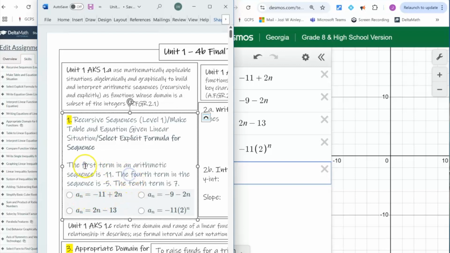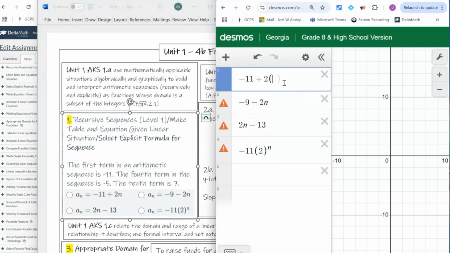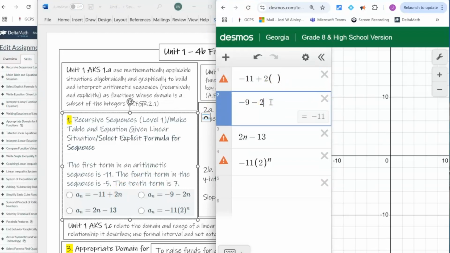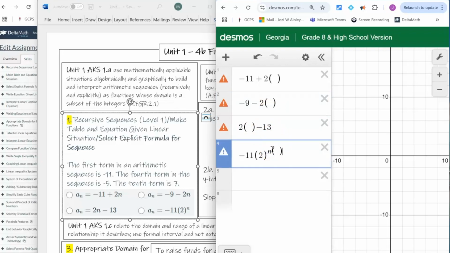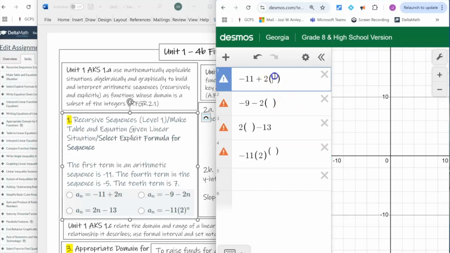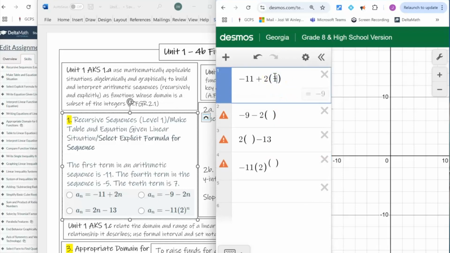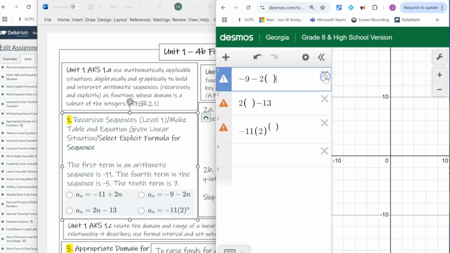So if I'm looking for the first term, I'm looking for n to be what? 1. So wherever n is, I'm going to put it in parentheses because that is what I'm replacing. So everywhere where n is, I'm putting it in parentheses. And in order to put parentheses on the top, just be careful to make sure that it is on the top. All right, so if n is equal to 1, I expect it to be negative 11. Is that true? No, so it's not that first one, so that's out.